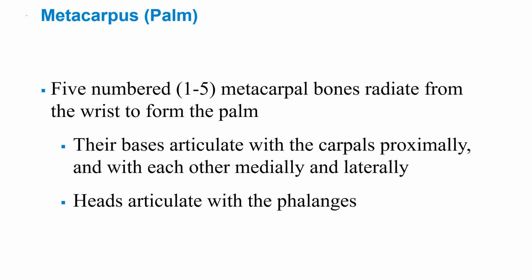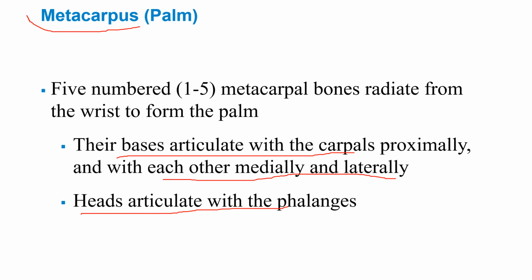So the metacarpals, or metacarpus, are the 5 bones of the hand before you get to the fingers. So after the carpal bones, then you have the metacarpals. Number 1 is always named on the thumb side. Number 5 is always named on the pinky side. At the base, they articulate with the carpal bones proximally and with each other medially and laterally. And then at the very end of those bones, the heads articulate with the phalanges.